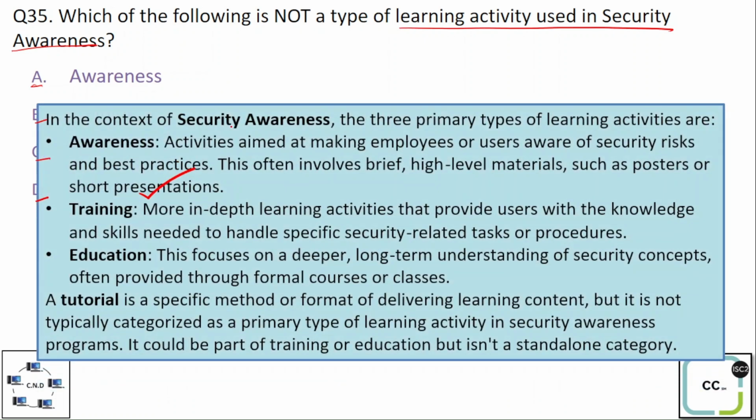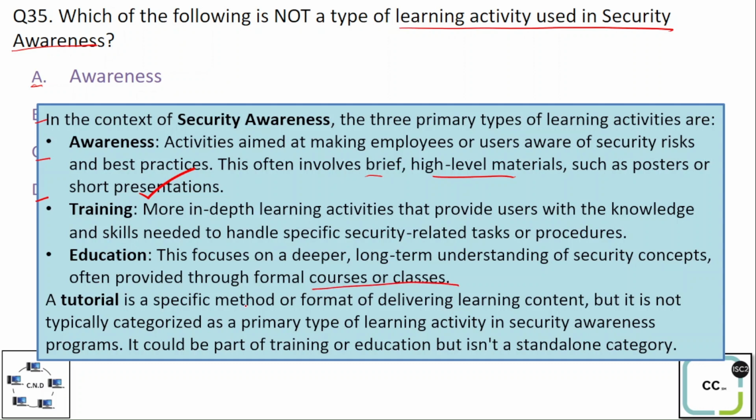tutorial. So in the context of security awareness, the three primary types of learning activities are awareness, activities aimed at making employees or users aware of security risks and best practices. This often involves brief, high-level materials such as posters or short presentations. Training, more in-depth learning activities that provide users with the knowledge and skills needed to handle specific security-related tasks or procedures. And education, this focuses on a deeper long-term understanding of security concepts, often provided through formal courses or classes.